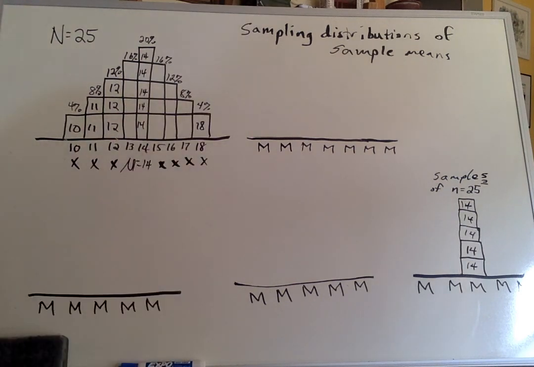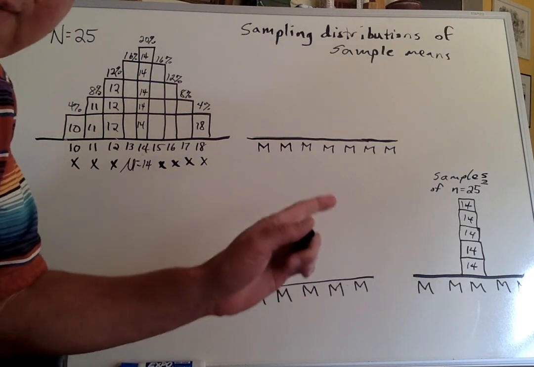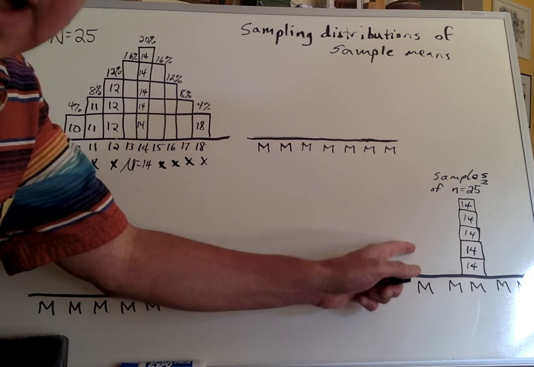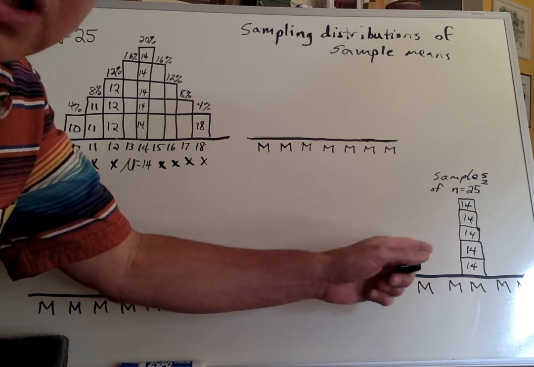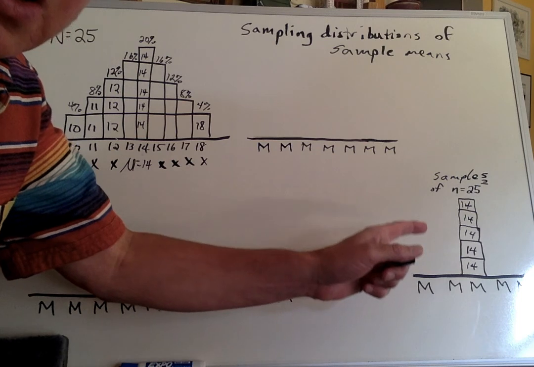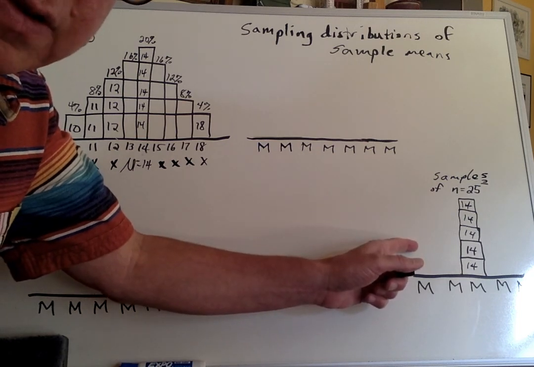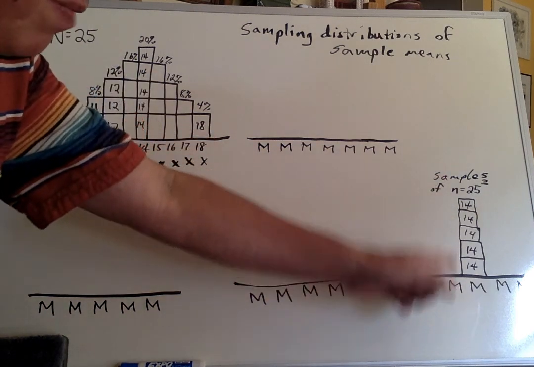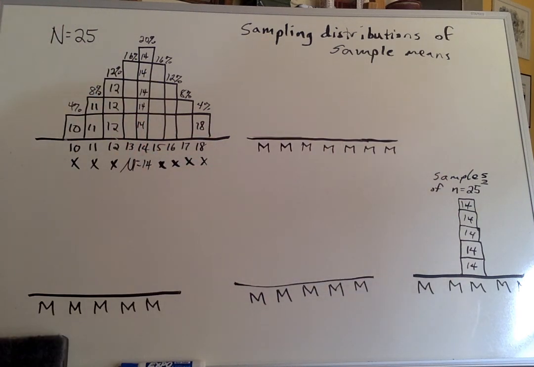All right? And now I want to describe this distribution. This is a sampling distribution of sample means with n equals 25 taken from this population. So I'm going to ask you, what is the mean for that distribution? Stay with me, okay? Don't make it harder than it is right now because it's going to get harder. Yeah, the mean for this is 14.